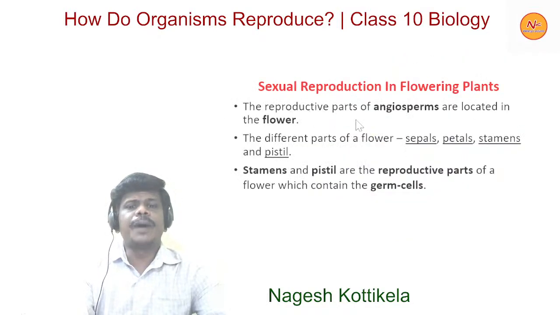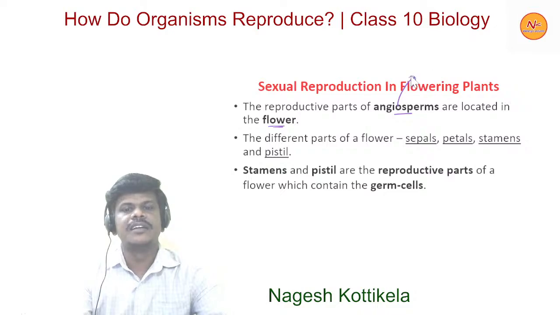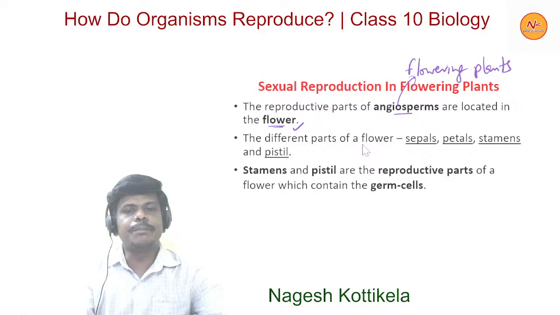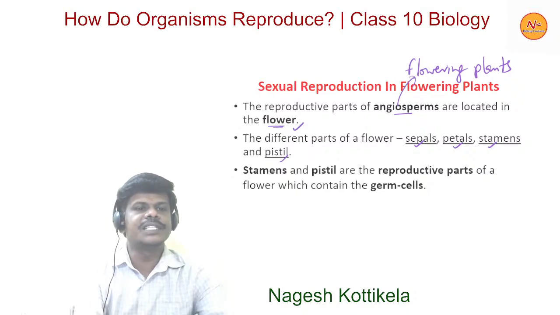Here, the reproductive parts of angiosperms are located in the flower. Here angiosperms are the flowering plants. Okay, so angiosperms are the flowering plants. So in these angiosperms, the reproductive parts are located in the flower. Now, the different parts of a flower like sepals, petals, stamens, pistil are present. You can see in this.